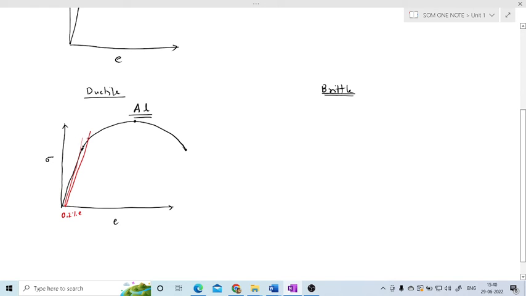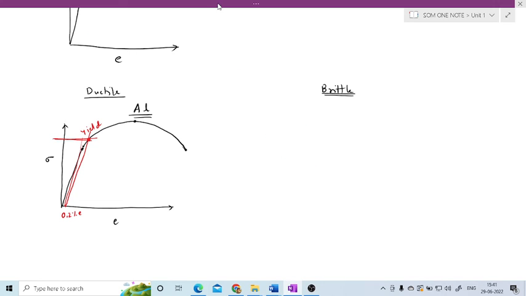Now where it cuts the stress strain curve, this stress is nothing but your proof stress, and this point is nothing but your yield point. So to find the yield point on a ductile material, we have to mark 0.2% of strain, draw a line parallel to the initial line, and where it cuts the curve, that point is your yield point. Okay, so this is the diagram for pure ductile material. The above diagram is for mild steel.